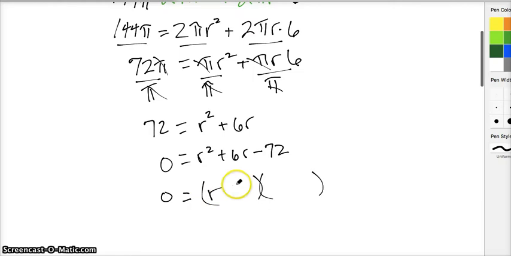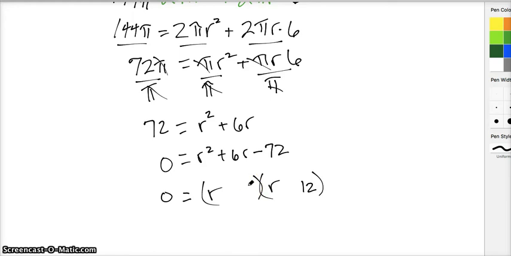So the question is r times r. I need r's to get that, and what two things multiply to give me negative 72 but add up to a positive 6r. And so 72 has lots of factors. 12 and 6 is the one that I'm thinking about right now.